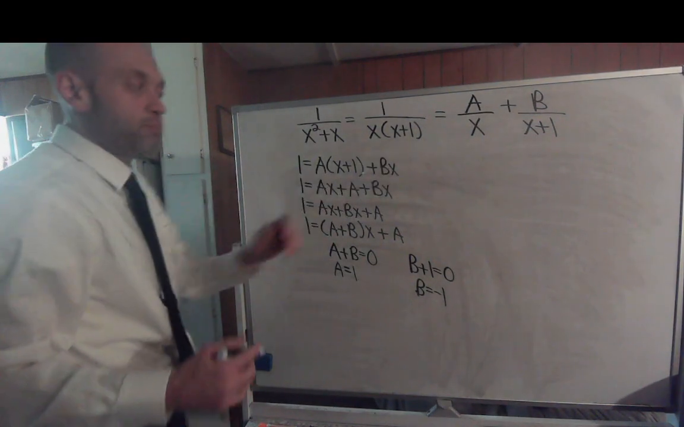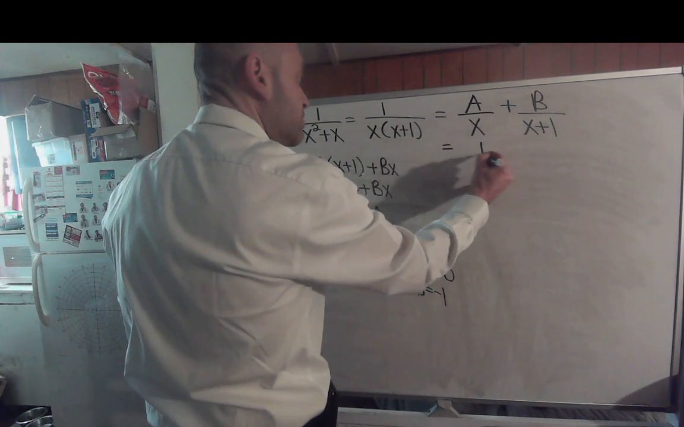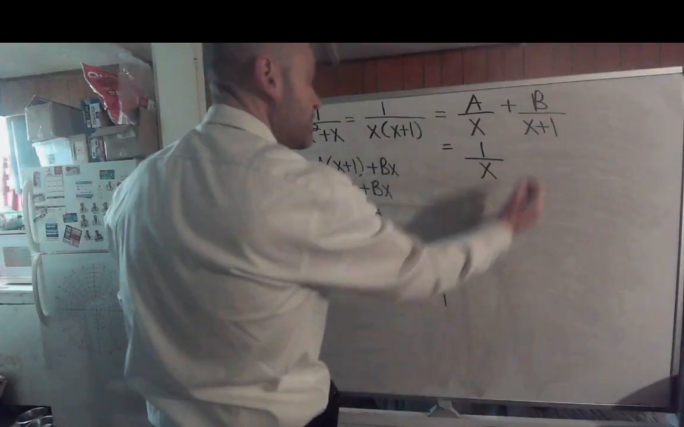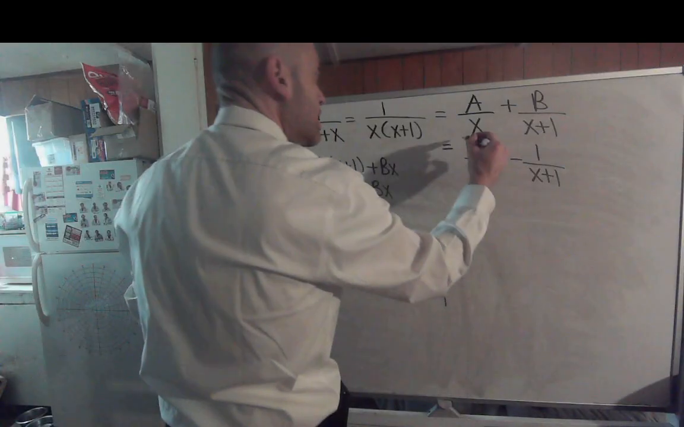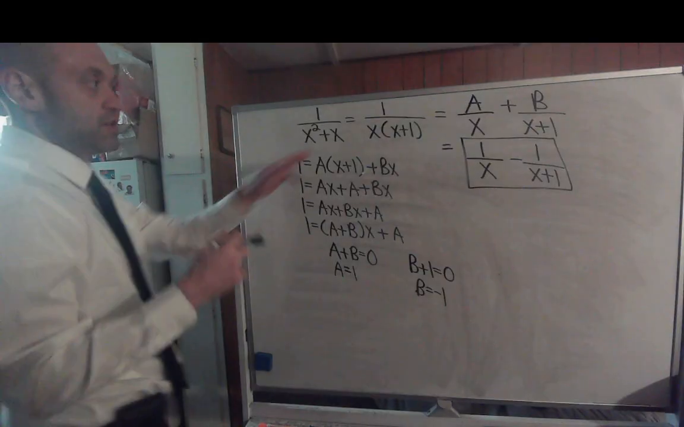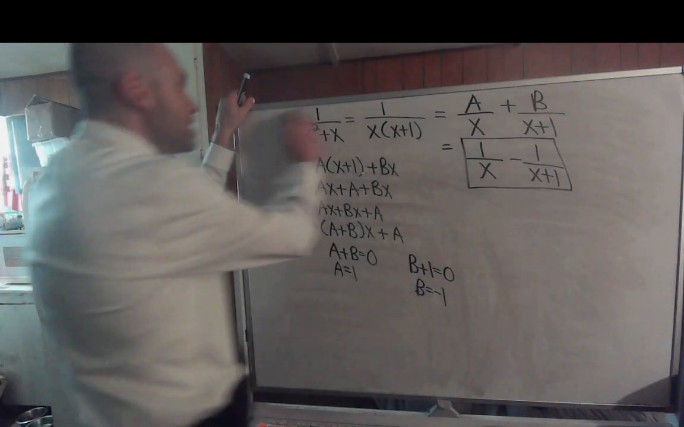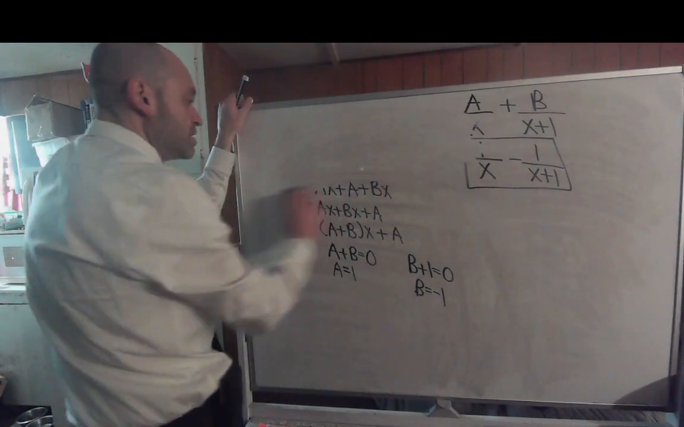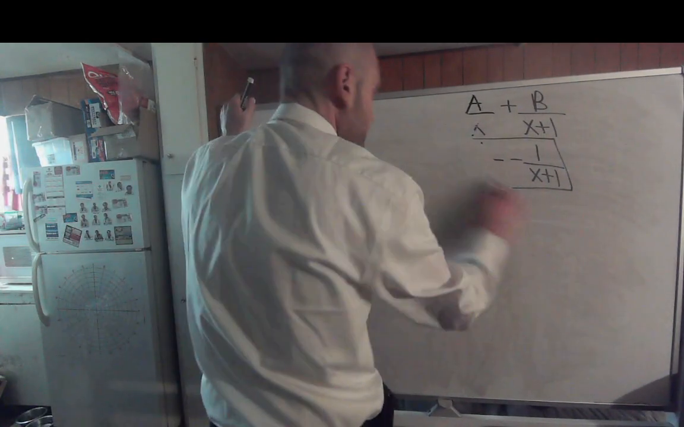Now we have our partial fraction decomposition. So that's going to be equal to 1 over x minus 1 over x plus 1. And therein is your partial fraction decomposition of the original expression. Let's do two more non-repeated linear factors.